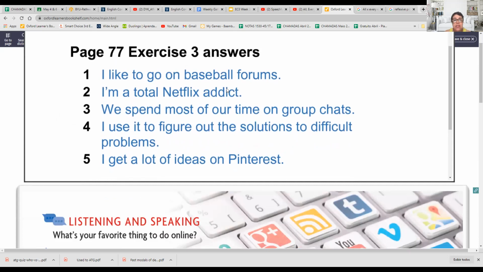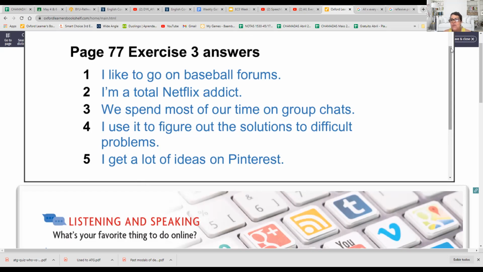Yes, if you want, you can take a picture or print screen so you know how to talk about the things you like doing online. Okay? Look, number 2, I'm a total Netflix addict. Number 3, we spend most of our time on group chats. Number 4, I use it to figure out the solutions to difficult problems. And number 5, I get a lot of ideas on Pinterest. Do you also like to use Pinterest? Yeah, I do too. I get a lot of ideas there too.